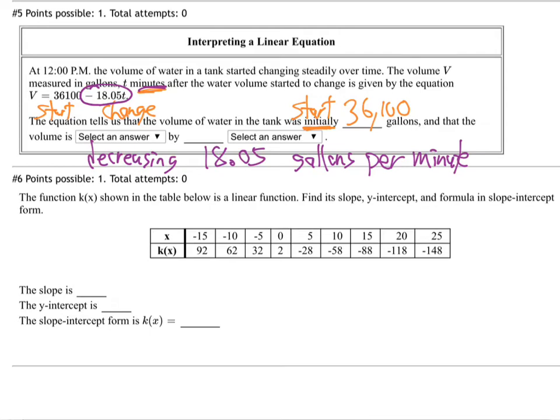Good. How about number 6? The function shown in the table is linear. Find the slope, y-intercept, and so on. How can we look at a table and find a slope? We kind of did that earlier, huh? Remember? Slope is like y2 minus y1. Let me move it down a little bit here.